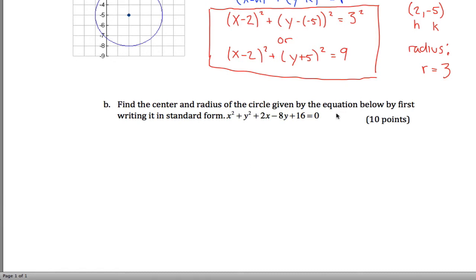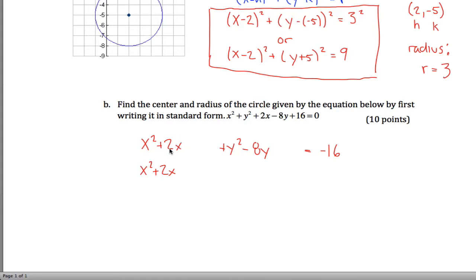Find the center and the radius of the circle given by the equation below by first writing it in standard form. In other words, complete the square. All right, x squared plus 2x, plus y squared minus 8y is equal to negative 16. So I subtracted 16 from both sides of the equation there. And now I've managed to isolate my x's and my y's, and I can complete the square. All right, the way I do that is, let's first take care of over here.